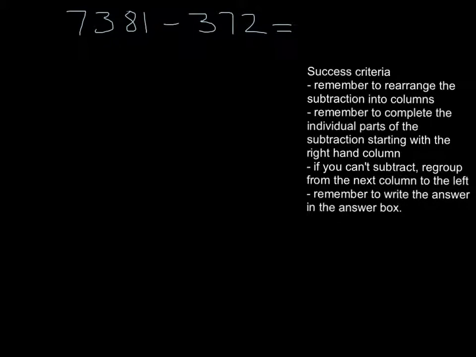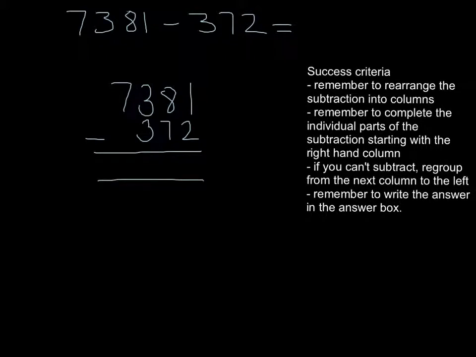So, let's have a look at another example. Remember to rearrange the subtraction into columns. So 7,381 subtract 372. Remembering to put the units in one column, the tens, the hundreds and the thousands. Then we draw our answer box. Remember to complete the individual parts of the subtraction. If you can't subtract, you need to regroup from the next column to the left.